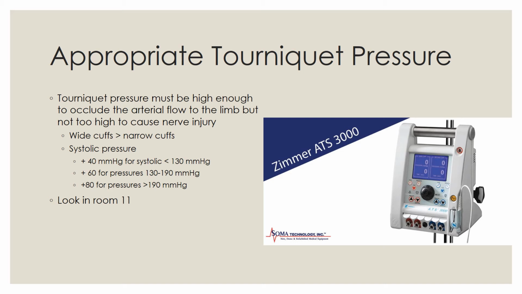So I believe this is data from the AORN, the OR Nursing Association. But for systolic blood pressures in the normal range, less than 130, it should be greater than 40 millimeters of mercury above systolic. For higher systolic pressures, it should be at least 60 millimeters of mercury above systolic pressure. And for extremely high systolic pressures, it should be 80 millimeters of mercury above the systolic pressure.